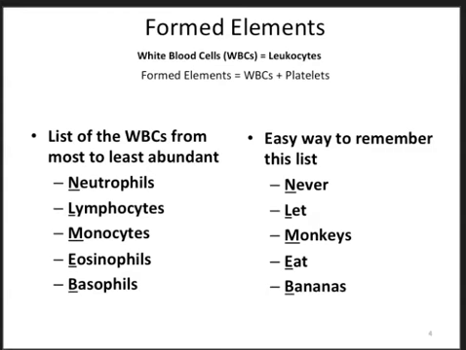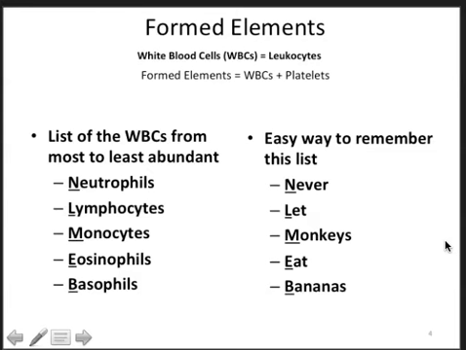If we were to look at the leukocytes, we could break them down into two broad categories: the granulocytes, which contain cytoplasmic granules that stain when they're treated with a particular type of dye in a blood smear, and the agranulocytes that do not have granules that stain with this same type of dye.